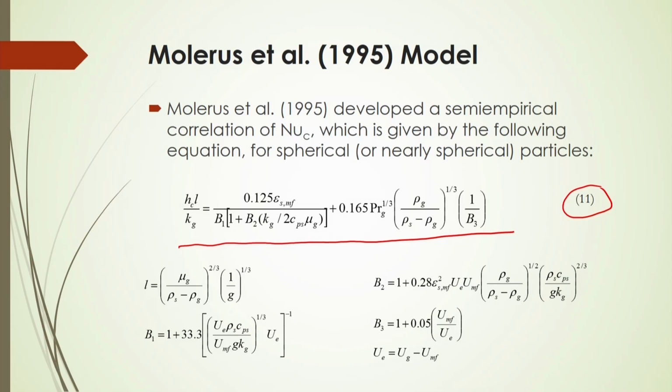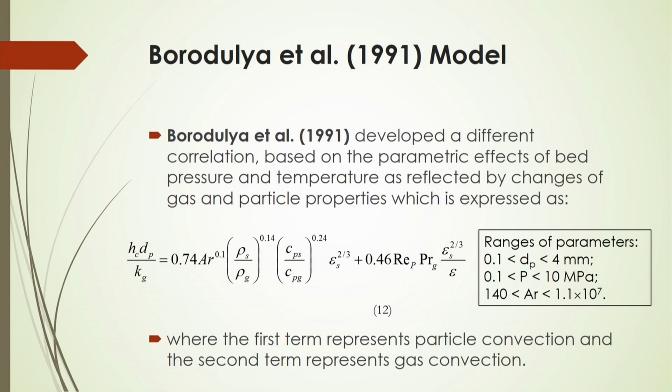According to their correlations, L is defined as here, B1 is defined by this equation, and B2 and B3 like this, and U_e is the effective gas velocity, that means relative to the minimum fluidization velocity. So, from equation number 11 one can easily calculate the convective heat transfer coefficient based on the concept of both gas and particle movement inside the bed.